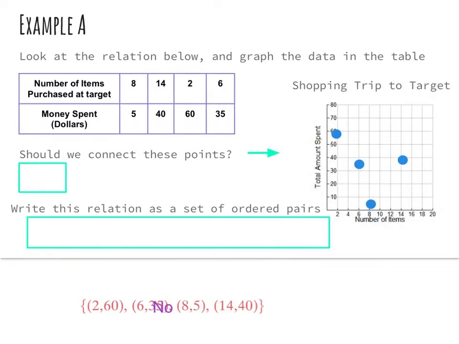So let's take a look at our graph of the points. Now, should we connect these points? Well, they're not really making a line. They're kind of all over the place. So we're not going to connect these dots.